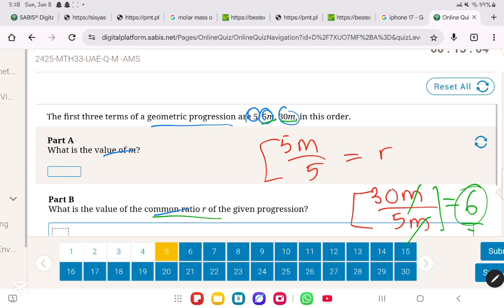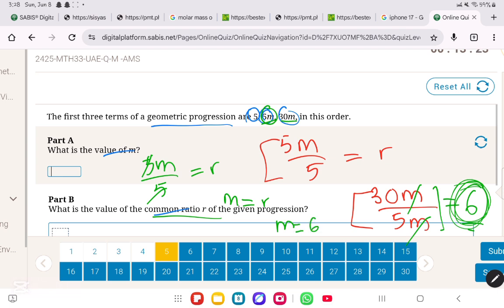So now that we have the common ratio r, we are able to find the value of m. So 5m over 5 is equal to the common ratio r. Cancel 5 and 5. You will be left with m is equal to r. Okay, so we know that r, the common ratio, is 6. That means m is also equal to 6. This is one way of doing it.